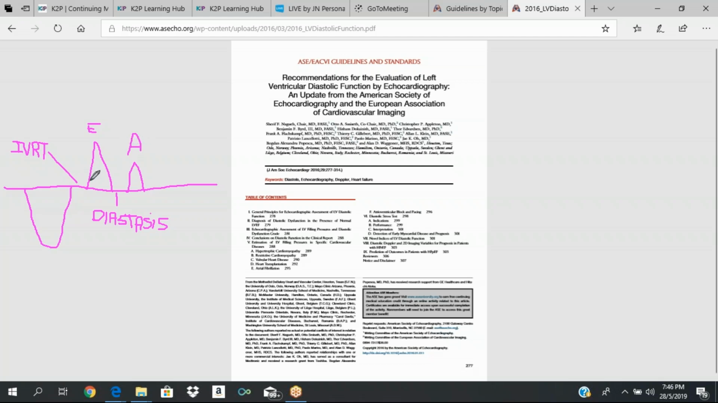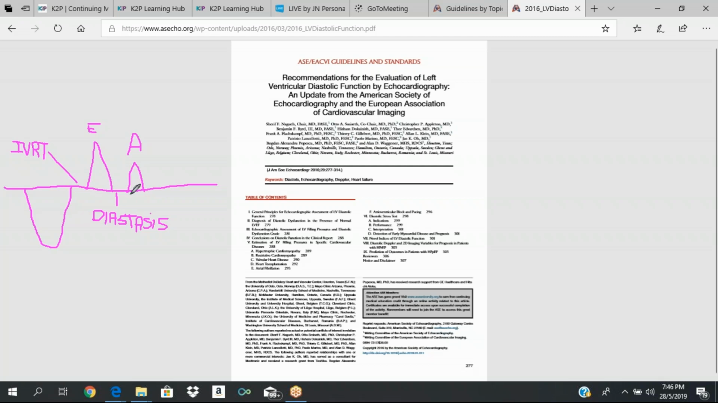So all of this here comprises diastole: the IVRT, E velocity, diastasis, and the A velocity or A wave. So all of this comprises diastole, okay? So if you have diastolic dysfunction, you expect to get a change in these parameters.